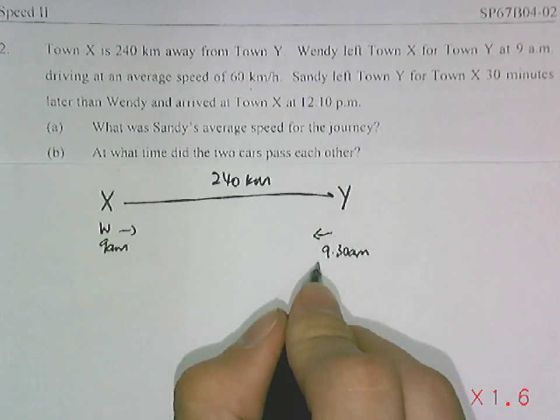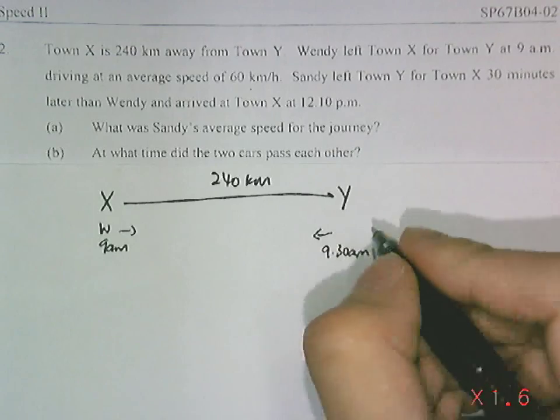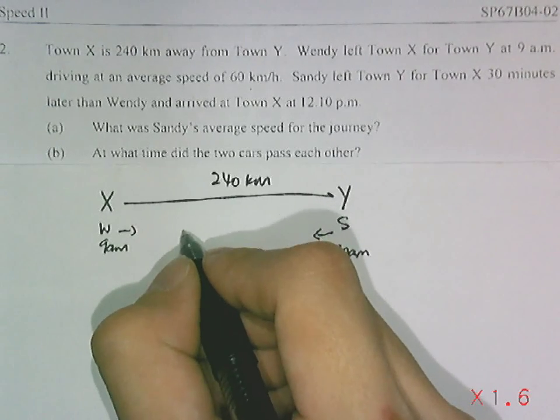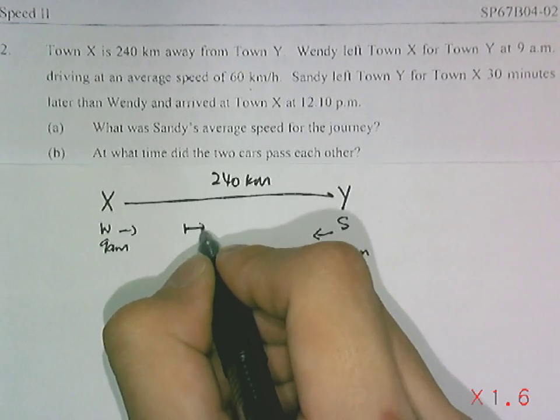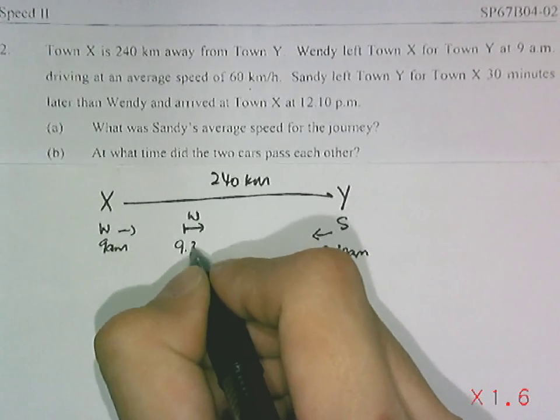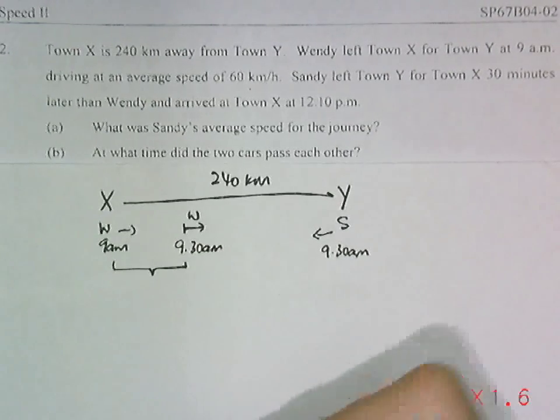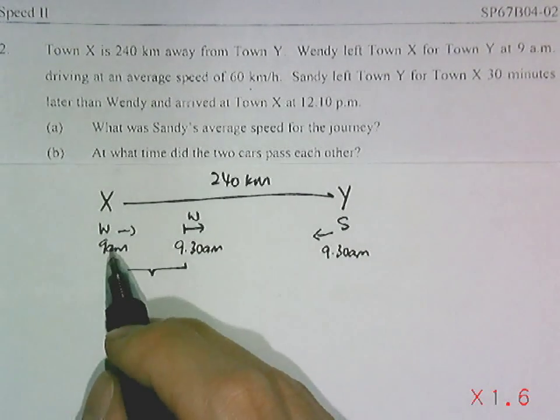So at this 9:30 a.m. time, this is Sandy. All right, so we can draw another Wendy over here at 9:30 to show the time frame. This gap can be found using Wendy's speed.